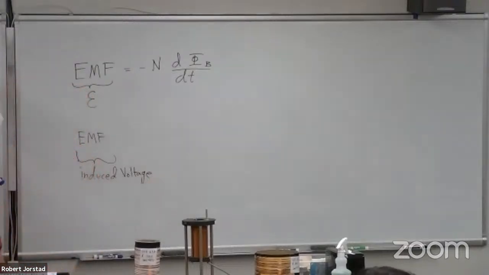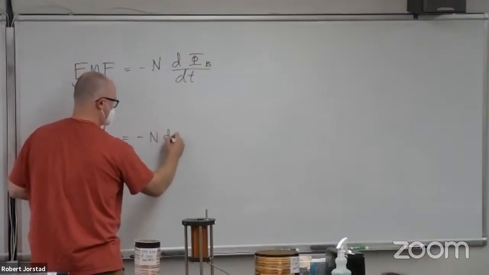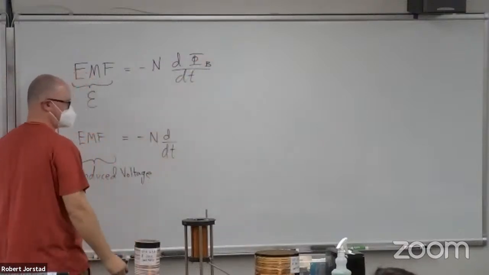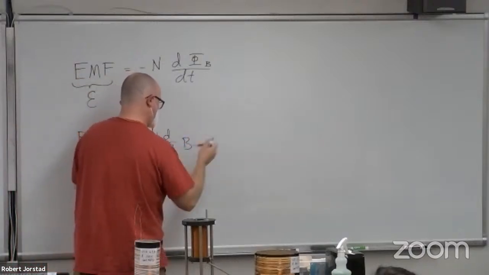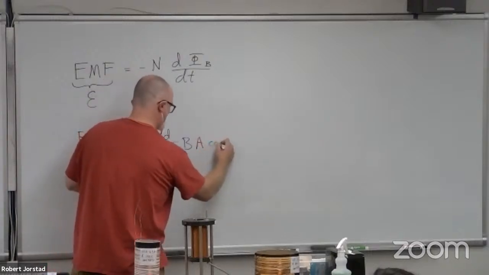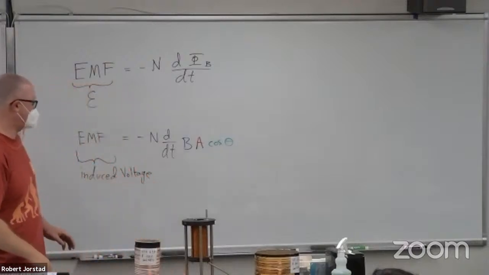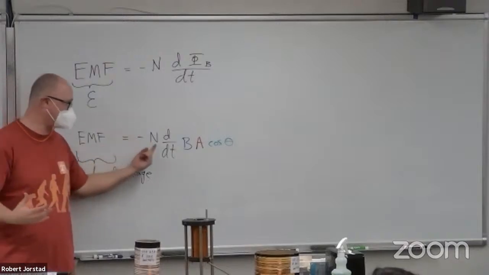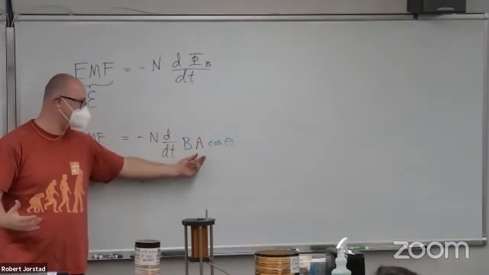My claim is you can get what's called induced voltage. It's minus N times the time derivative of, what did we say was our approximate formula for magnetic flux? B A cosine theta. My claim is this. I can create electricity if I change some of this. Do you see how huge that is?